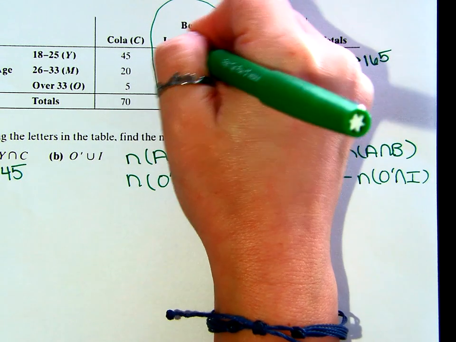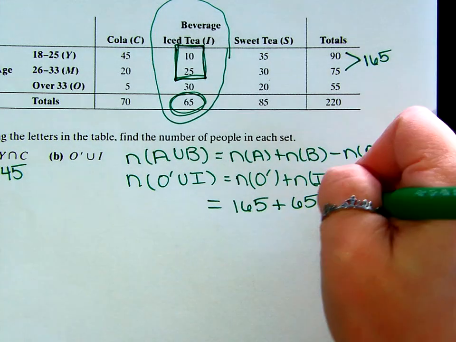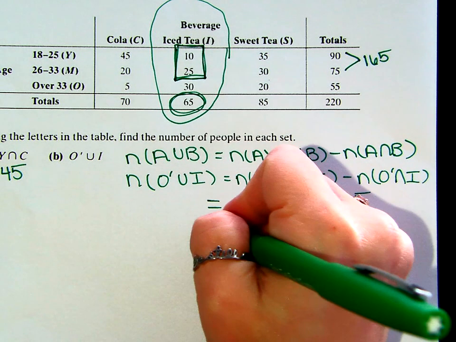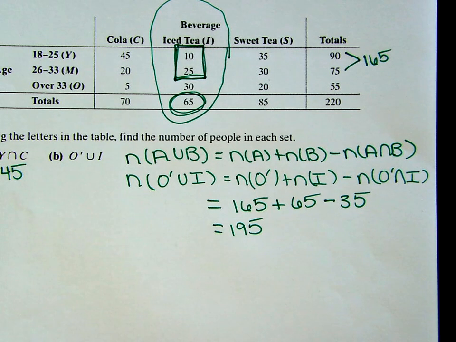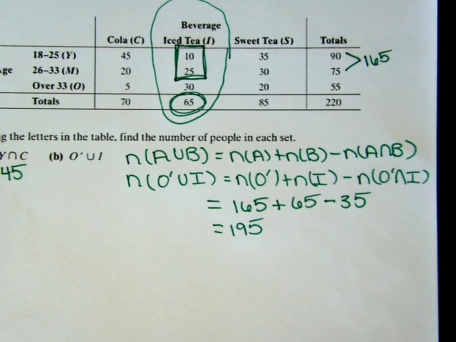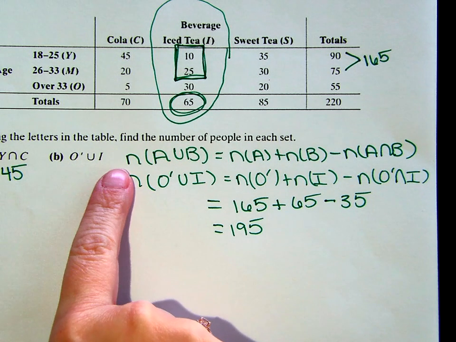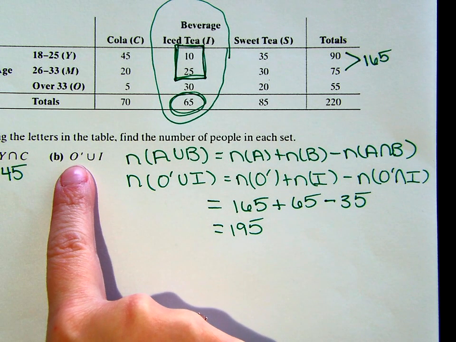So that's 35. So if you do 165 plus 65 minus 35, you get 195 not old or tea drinkers. They can be old and tea drinkers because you can be either one. You either drink tea or you're not old. There's 195 people that fit that category. So just because the letters are different or one of them has a complement on it doesn't mean we can't use our cardinality formula to figure out the information.